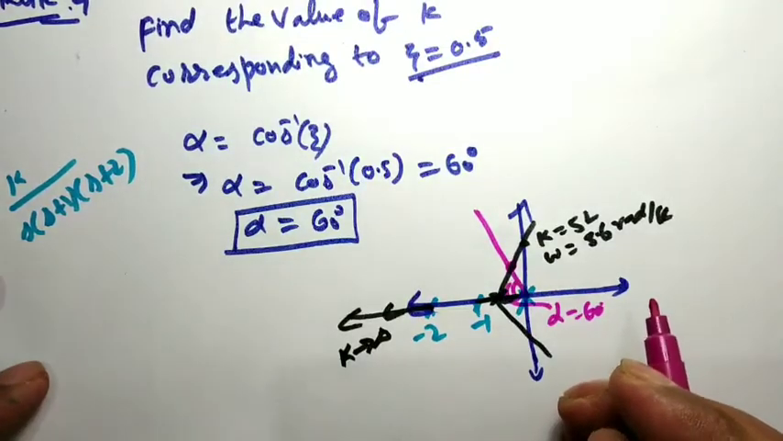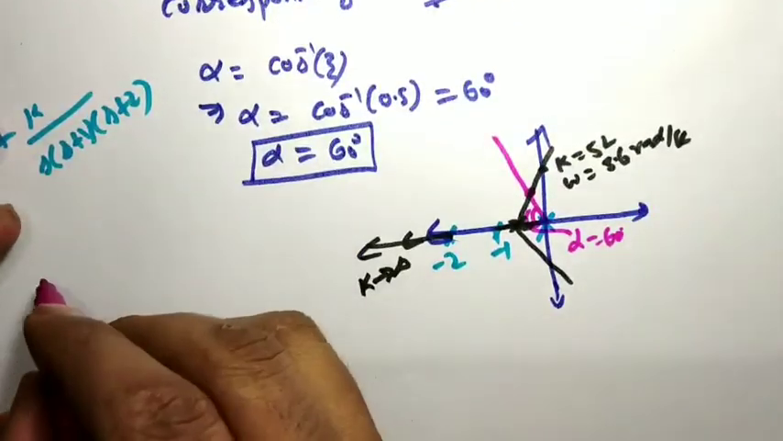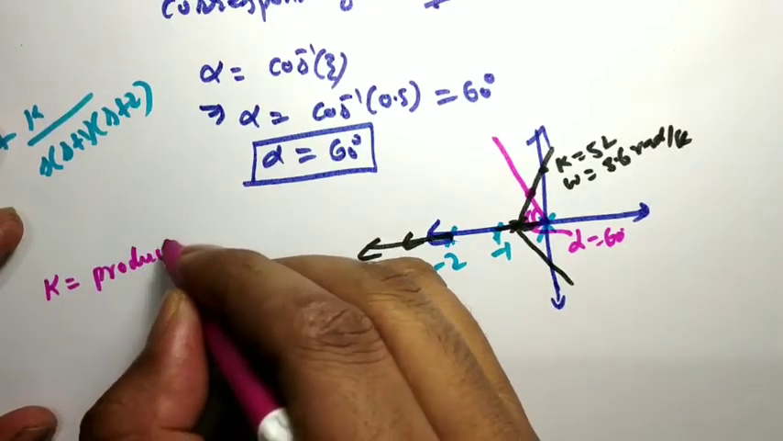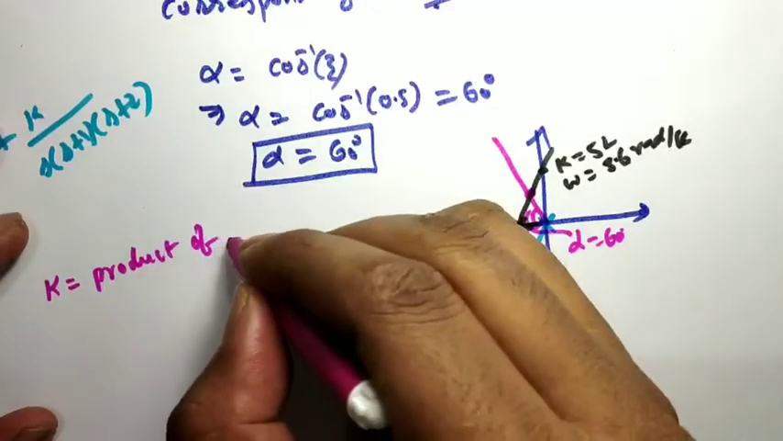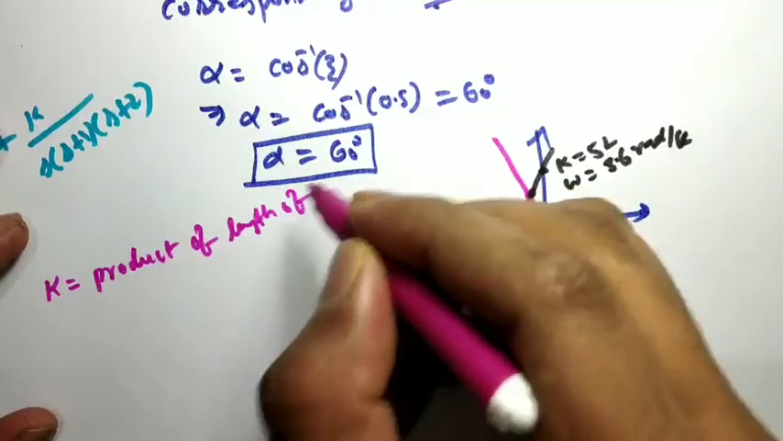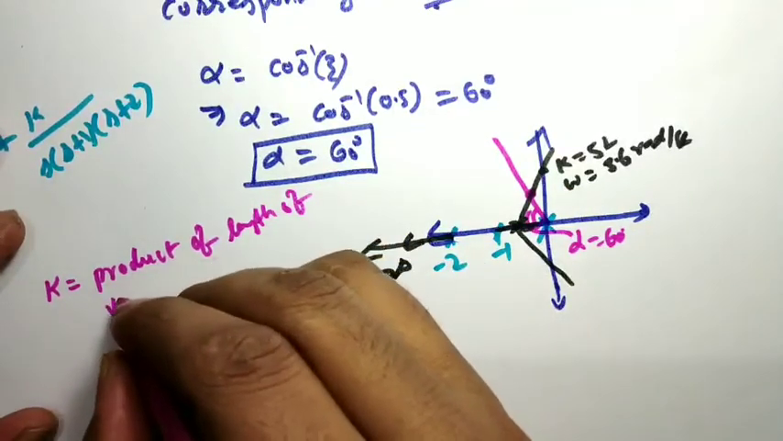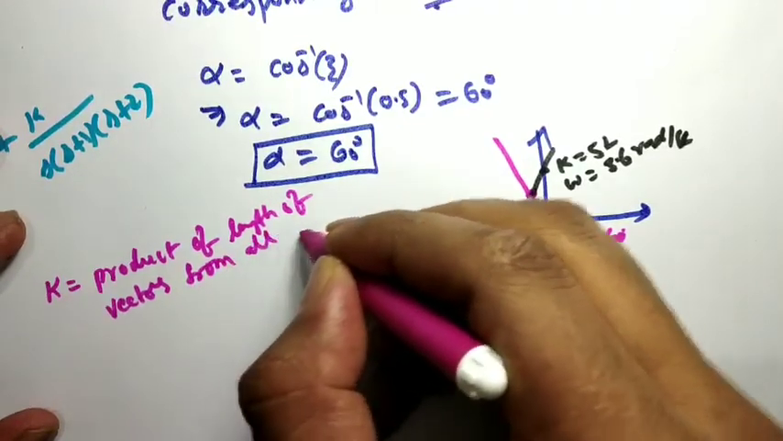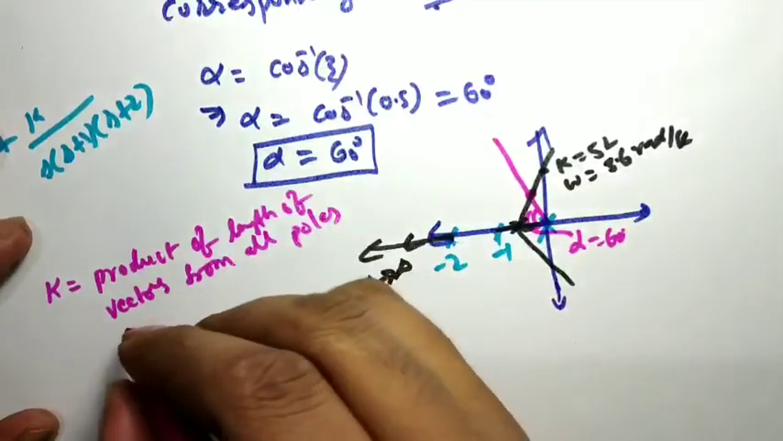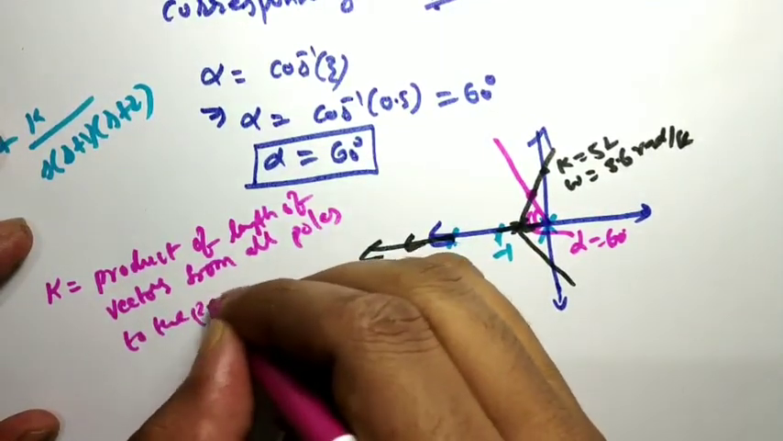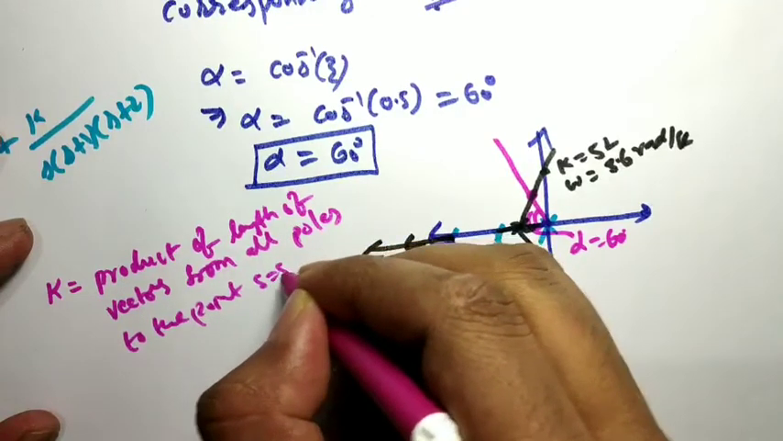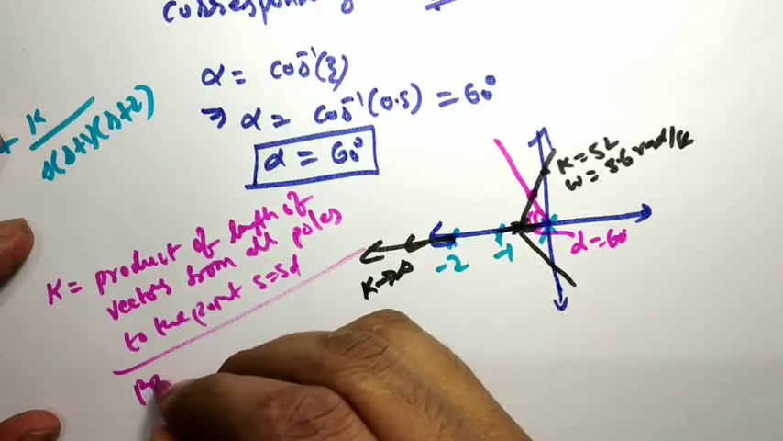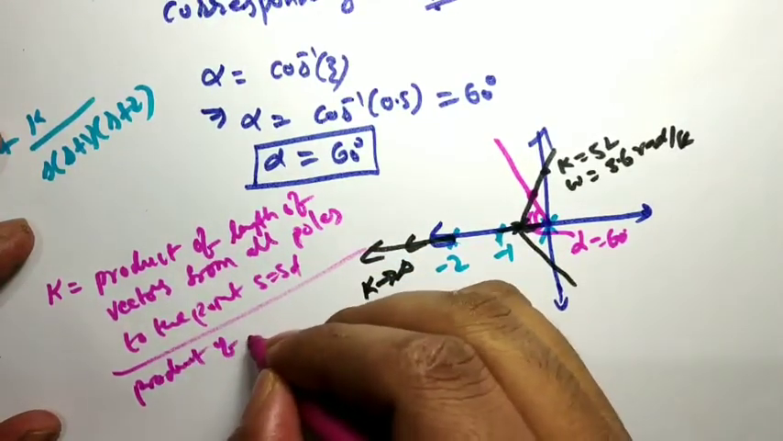To find that, there is a formula that k is equal to the product of the length of vectors from all poles to the point S is equal to S1, divided by the product of the length of vectors from all zeros to the point S is equal to S1. So you have to write the product of length of.